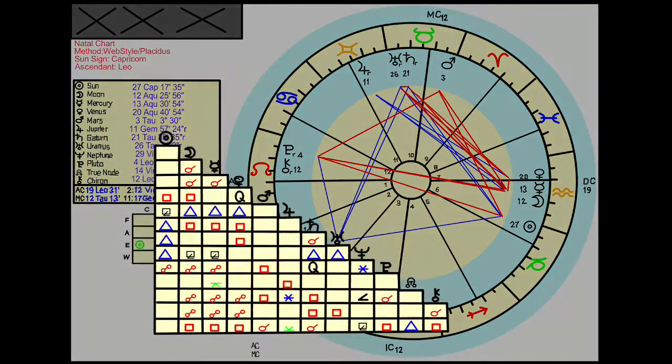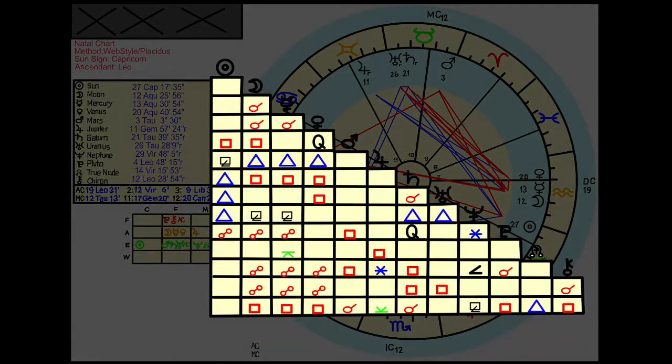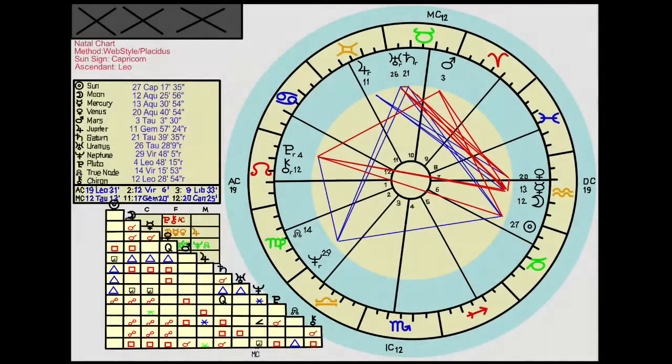On the bottom left-hand corner of the page, you see a staircase-looking graph, which is the aspect graph. This graph is a beautiful tool that cross-references all the planets, showing the aspects between them. The blue and red symbols are the major aspects that we will talk about in this video.